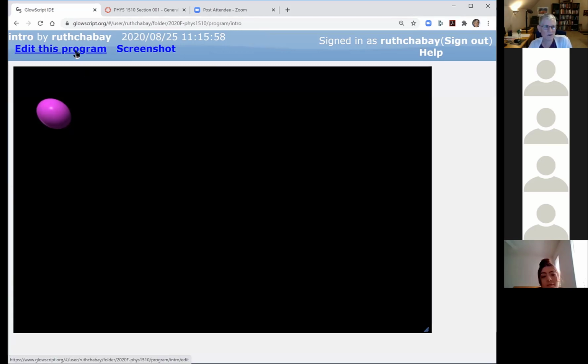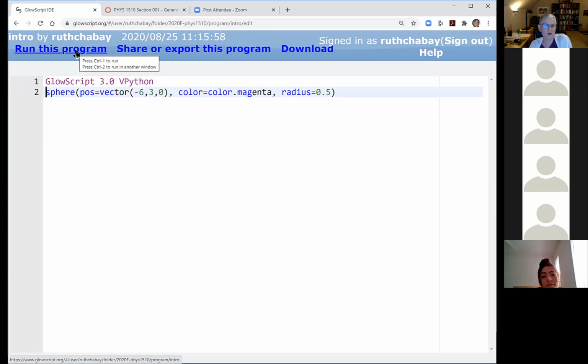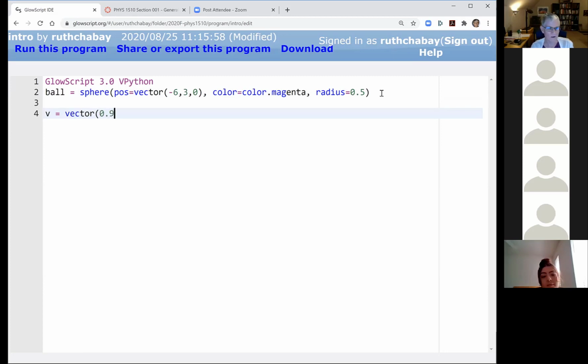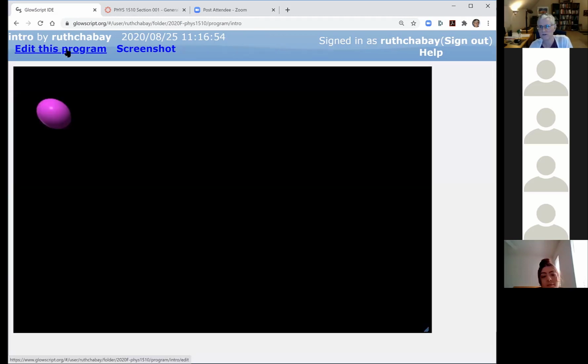But you see that nothing happens because the computer doesn't know any physics. So any physics that we put into this model, we have to tell it about. So let's give this thing a name. We'll call it ball so we can talk to it. And let's give it a velocity so it can move. So we'll say a velocity is a vector 0, 9, 0, 0. And we run the program. That doesn't do anything because the computer doesn't know.